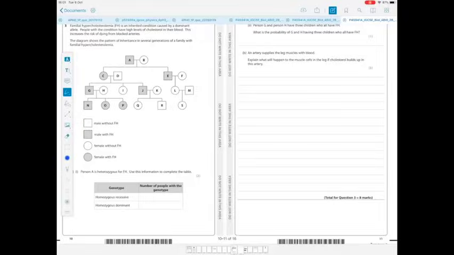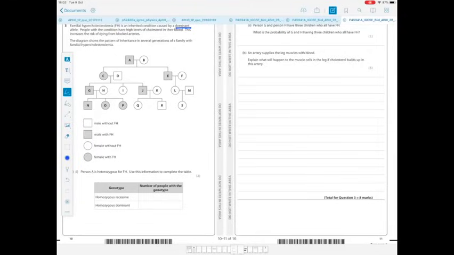So now we need to look at pedigree diagrams, and the best way to do this is by showing you an example. Always use this approach, and do notice these are supposed to be really difficult, so don't worry too much if you're finding it too much. Question 3. Familial hypercholesteremia FH is an inherited condition caused by a dominant allele. That is key. People with the condition have high levels of cholesterol in their blood, increasing the risk of dying from blocked arteries. The diagram shows the pattern of inheritance in several generations of a family with familial hypercholesteremia.